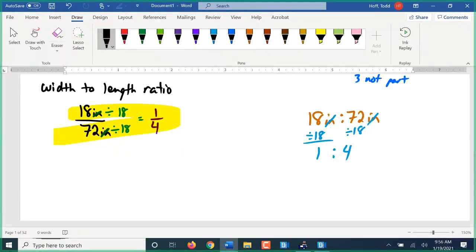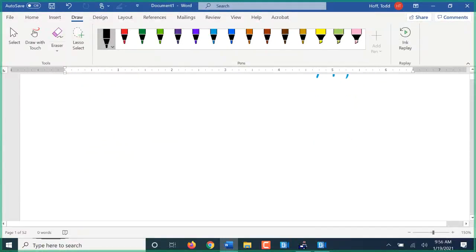We might have a ratio of, let's take a look at classes I have that are virtual compared to face-to-face.